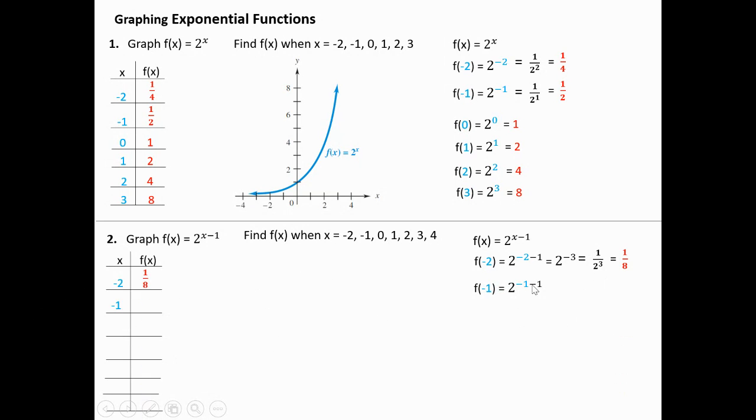And then we just keep repeating the process. We plug in -1 for the x. So it's going to give us 2 to the -2, which gives us 1/4. When x is 0, we plug in 0 for the x. So 0 minus 1 gives us 2 to the -1, which is 1/2. When x is 1, we find f of 1. Again, we plug in 1 for the x on the original function. So we're going to get 2 to the 0, which is equal to 1.